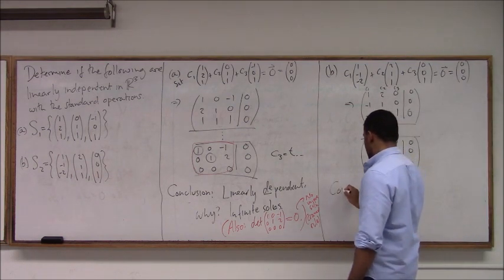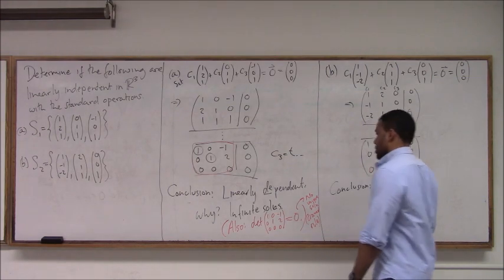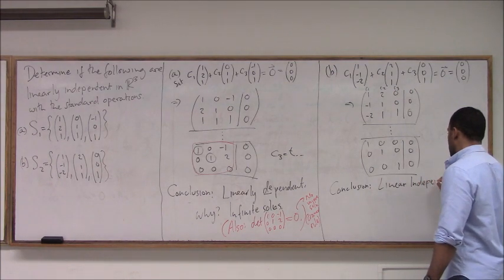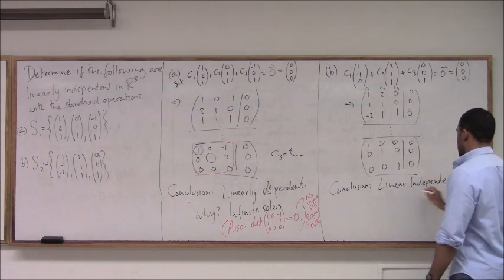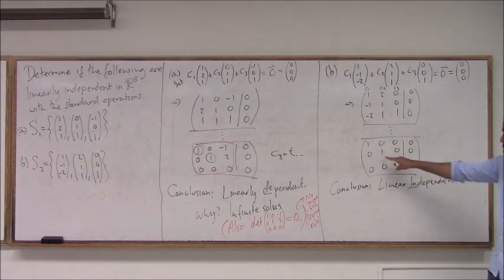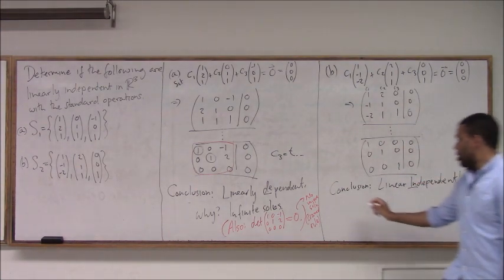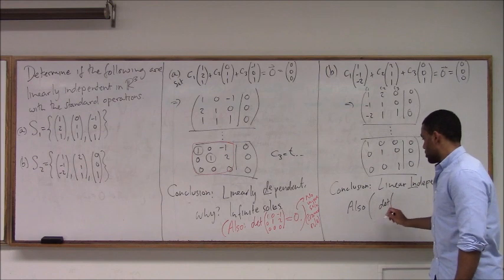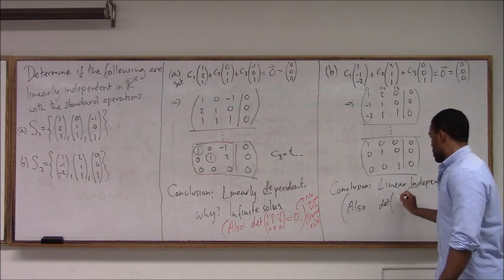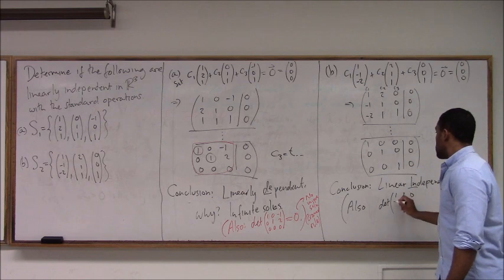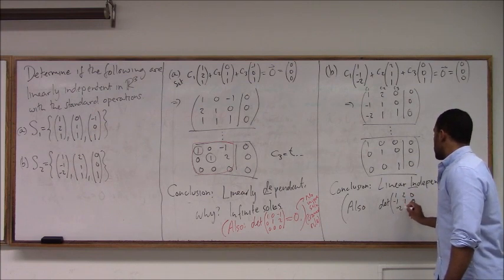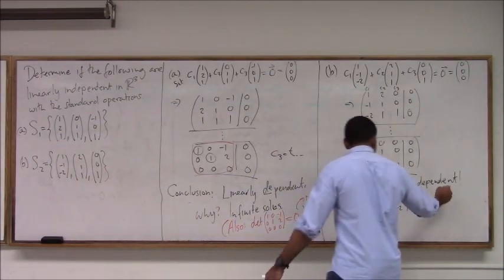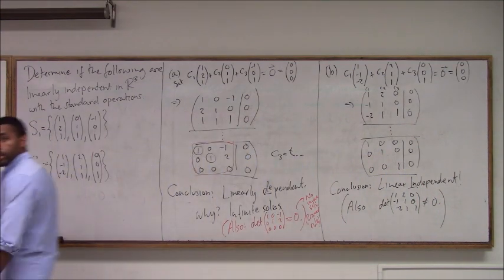So now conclusion. They're linearly independent. Because clearly here C1 has to be 0, C2 has to be 0, C3 has to be 0. Also, you can notice that the determinant of 1, 2, 0, minus 1, 1, 0, minus 2, 1, 1 is non-zero. So you could do that check if you want. If it's square, you can always do that check.